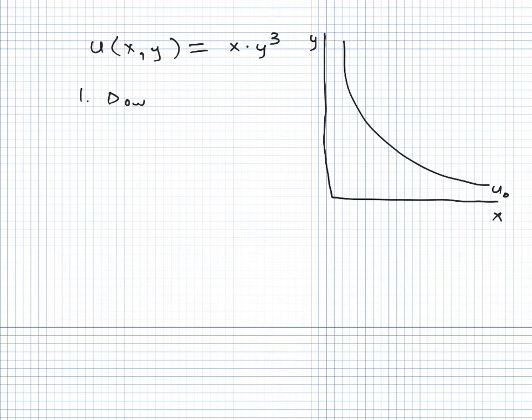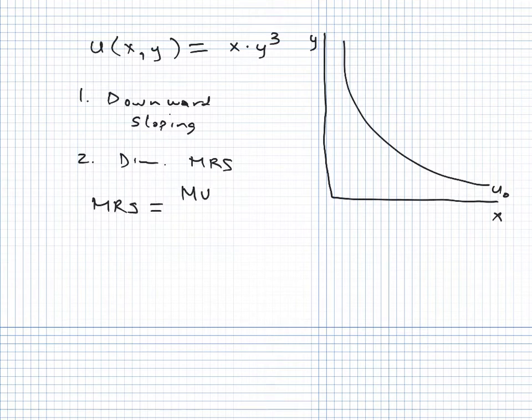We can see pretty easily from the picture that they are definitely downward sloping, so we don't need to worry too much about checking for that condition. But for the second condition, diminishing marginal rate of substitution, we can see that from the picture too, but let's just double check and work on that mathematically. So the marginal rate of substitution is something we find by taking the marginal utility for good x and dividing that by the marginal utility for good y.